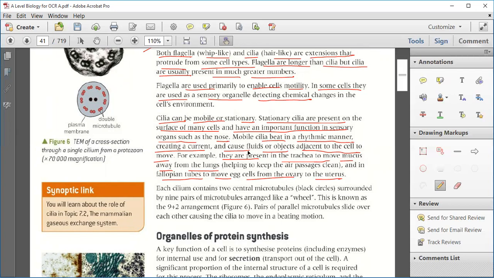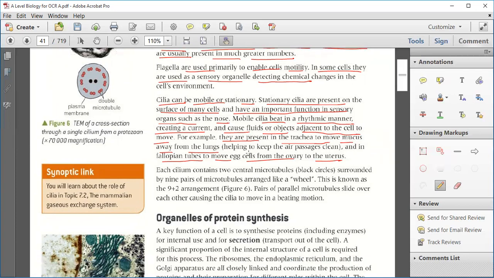Now see how cilia are helpful. Cilia are helpful, for example, in the trachea to move the mucus away from the lungs. And also in the fallopian tube, where they move eggs. If you want to transfer them to the ovary part, then we need a different thing. Clear?